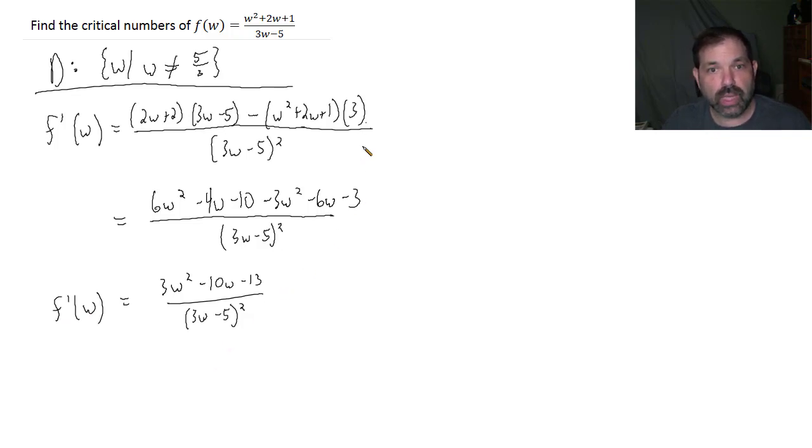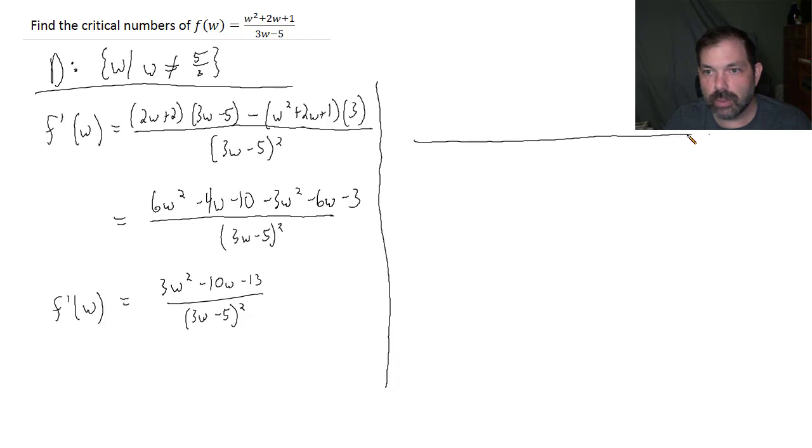All right, so after some simplifications, there is the derivative, f prime of w. So now let's identify the critical numbers. Where can f prime of w equal 0? Where can the derivative equal 0? Well, I have a rational function, and so a rational function can equal 0 if the numerator is equal to 0, and where the denominator is not 0. So let's set the numerator equal to 0. 3w squared minus 10w minus 13 is equal to 0.